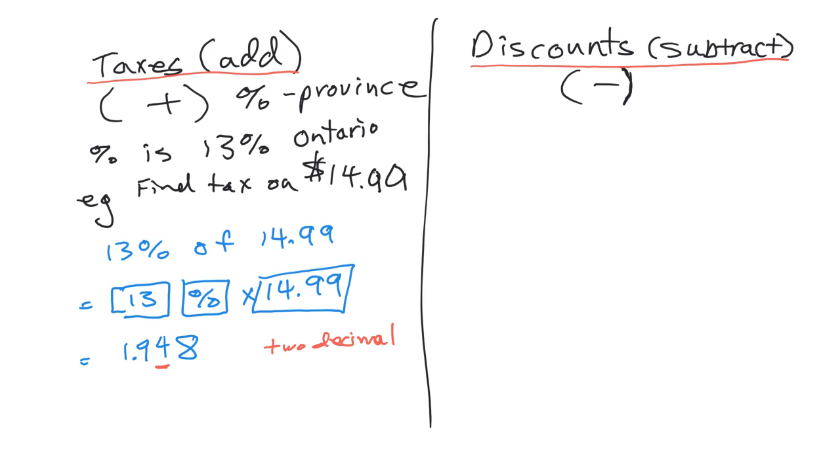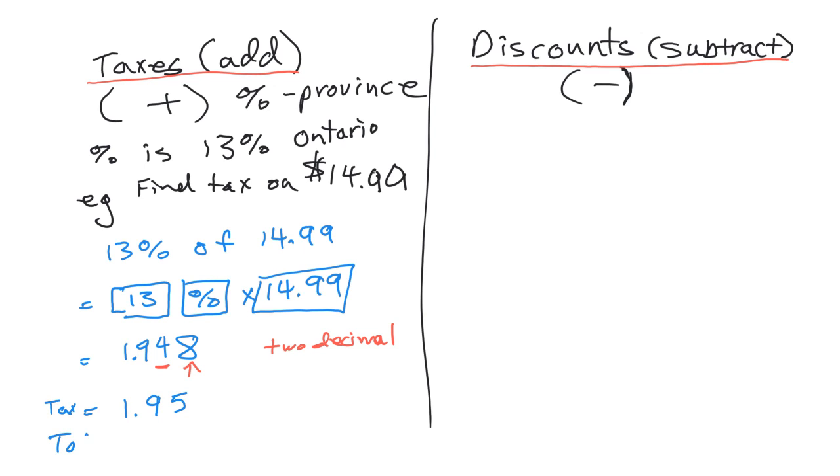So I'm underlining the 4 and I'm looking at the 8, and all we're going to do is write this as $1 and either 94 or 95 cents. So we look at the 8, 94 cents. The 8 tells us we have to raise the score. So we have to write this as $1.95, sorry. $1.95. That would be our tax.